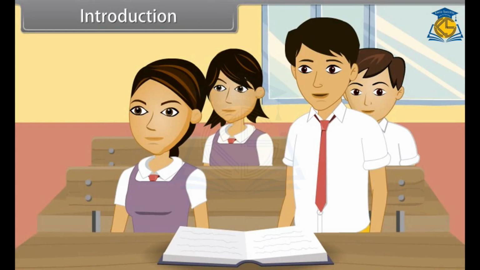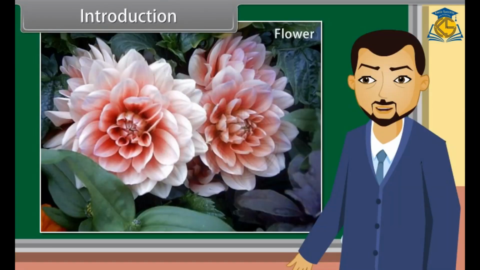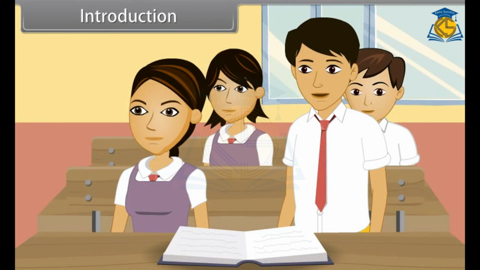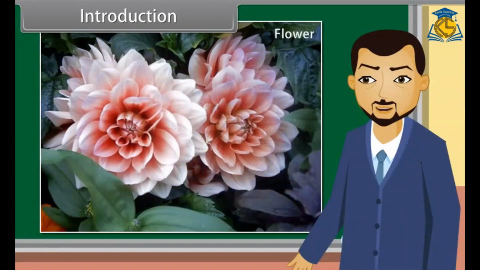Well, so which part of a plant takes part in sexual reproduction? Flowers are the reproductive part of plants. How do these beautiful flowers reproduce to form a fruit and seed? Okay, let us learn about sexual reproduction in flowering plants in detail.